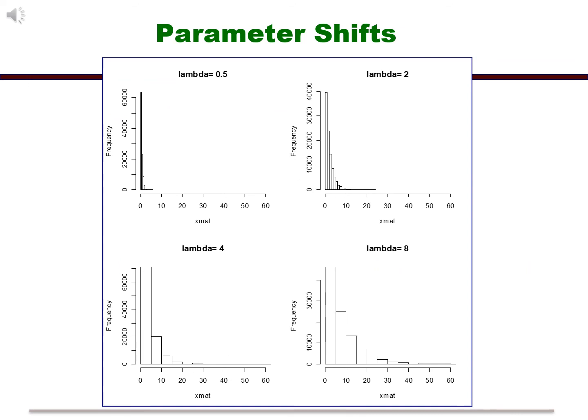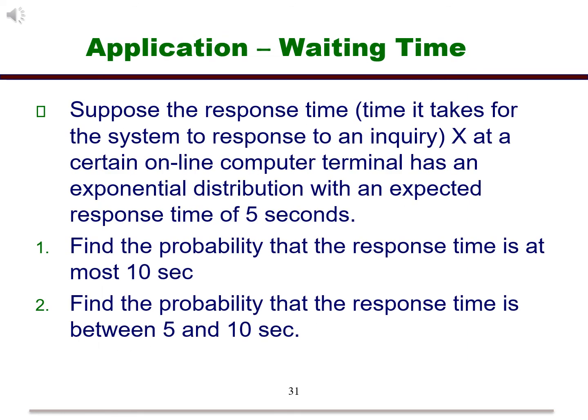This slide gives you an idea of what will happen to the shape of the distribution as we increase the value of lambda. It shows that as lambda increases, the tail of the distribution gets longer. Let's look at an example. Suppose the response time it takes for the system to respond to an inquiry, x, at a certain online computer terminal has an exponential distribution with expected response time of 5 seconds. Let's use the exponential CDF to find these probabilities. The solutions are given in the next slide.